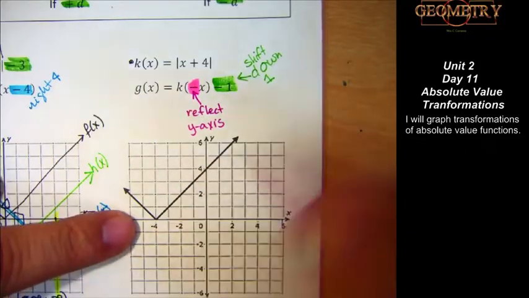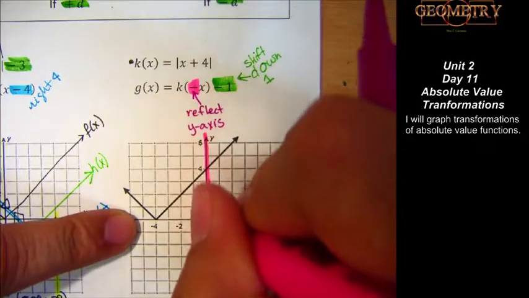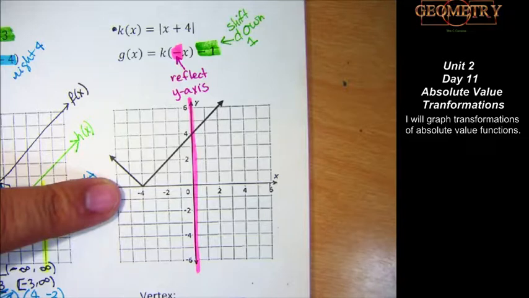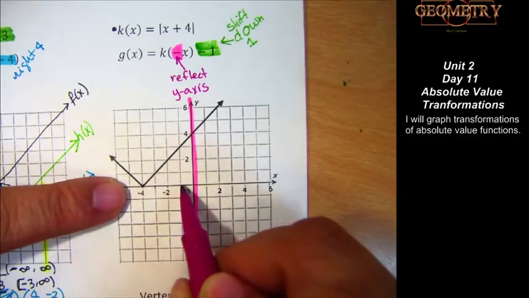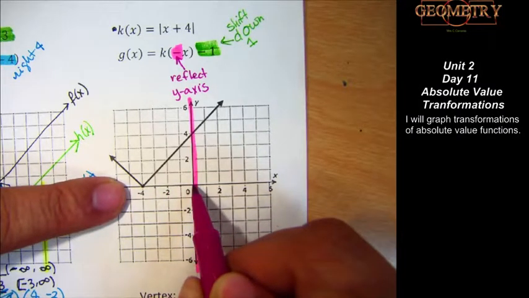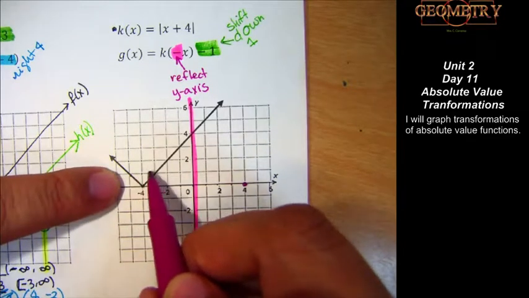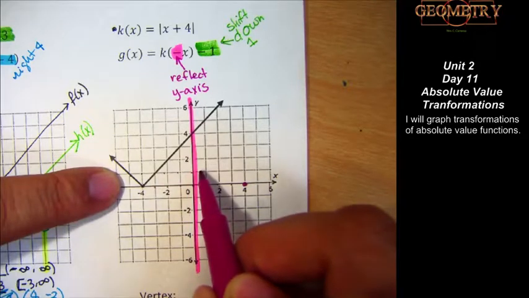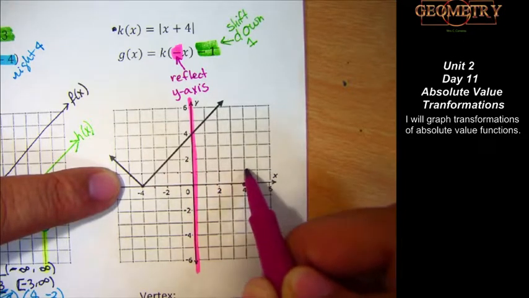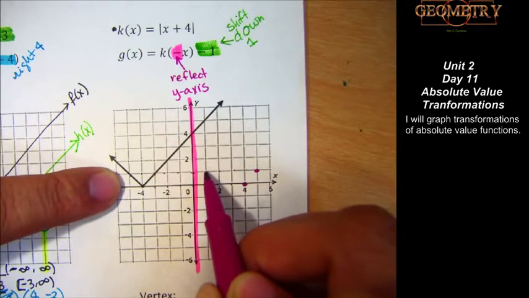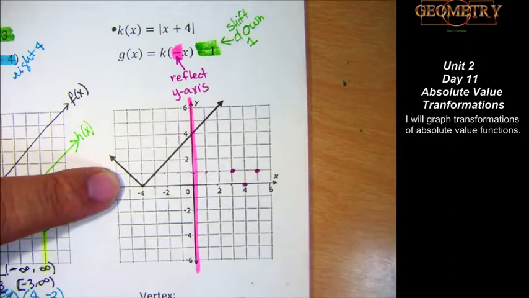This is a reflect across the y-axis. This is my y-axis, and I'm going to count how far away each point is from the y-axis, and then count that distance from the y-axis again, but on the other side of it. This point is 1, 2, 3, 4 away, so 1, 2, 3, 4 away from the y-axis. This point is 1, 2, 3, 4, 5 away, so I'm going to count 1, 2, 3, 4, 5 away. This point is 1, 2, 3 away, so 1, 2, 3 away from the y-axis.